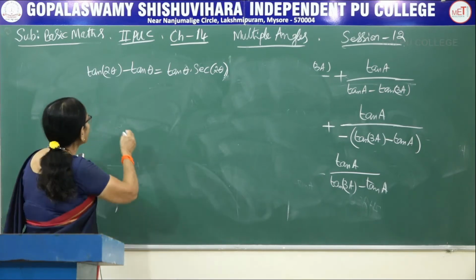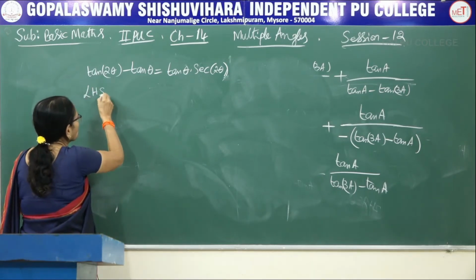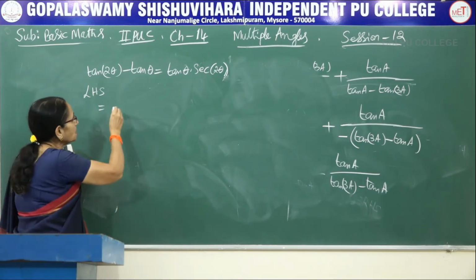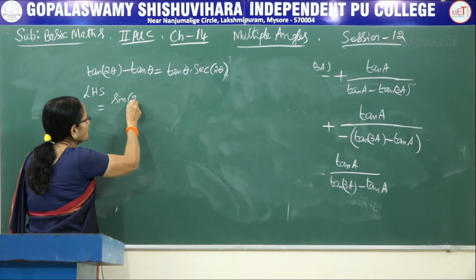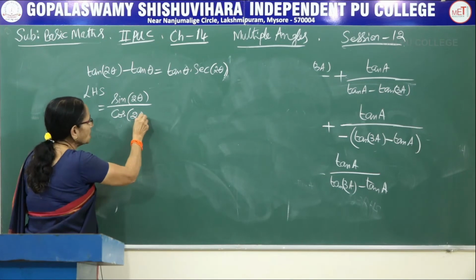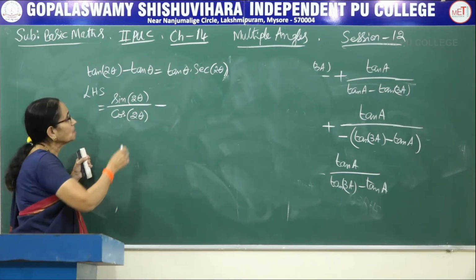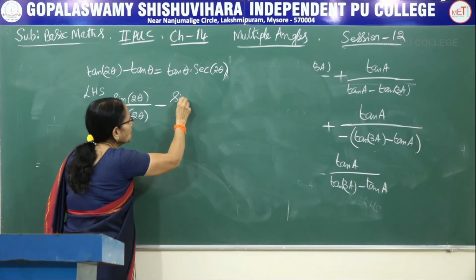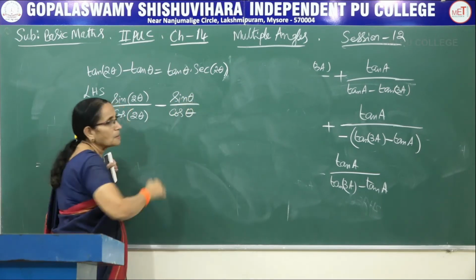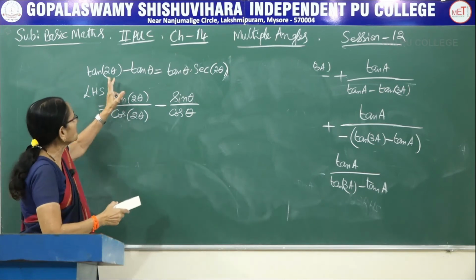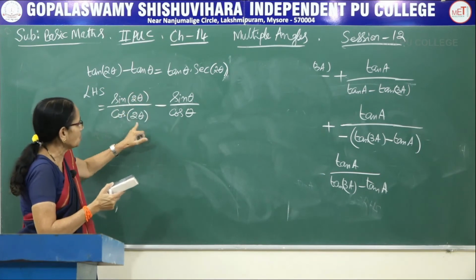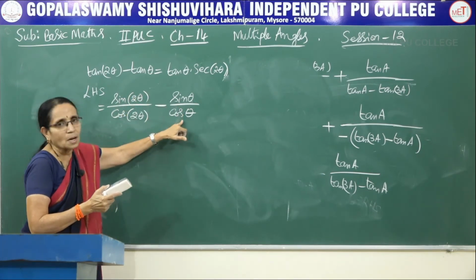Now, first let me start with the left hand side. Now tan 2 theta, you know that tan theta is sin theta by cos theta. Let me write it like this. Sin 2 theta by cos of 2 theta, minus tan theta. Using the same information, it is sin theta by cos theta. The difference is that one is a multiple angle, the other is a single angle. So it is sin 2 theta by cos 2 theta minus sin theta by cos theta.